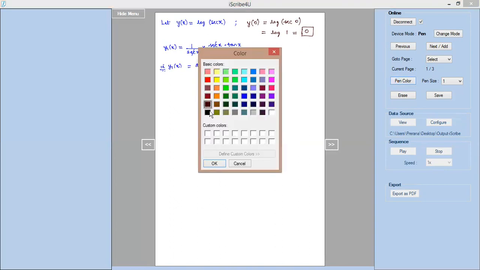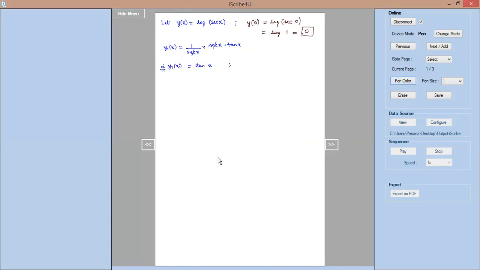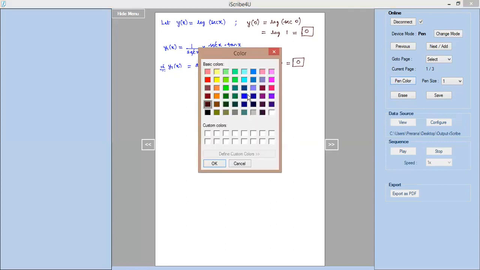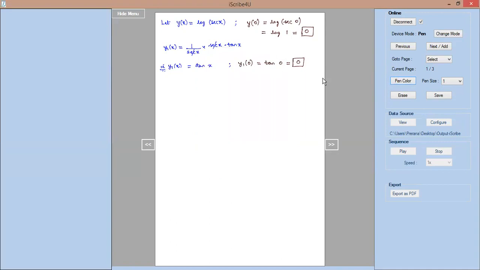Now we obtain y1 of 0, y1 at the point 0. So this is tan 0. We are familiar with the standard value of tan 0. Tan 0 is equal to 0. Observe that we have already got 2 vanishing terms. We need to obtain the Maclaurin series expansion of the given function up to 3 non-vanishing terms. So we haven't got any non-vanishing term yet.